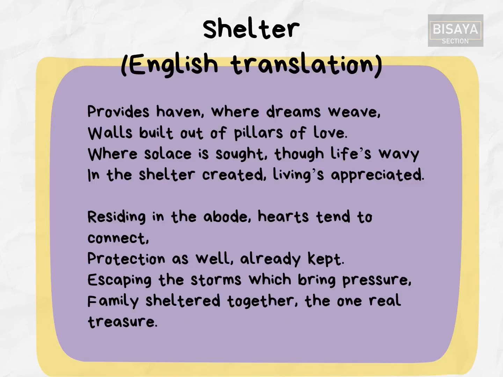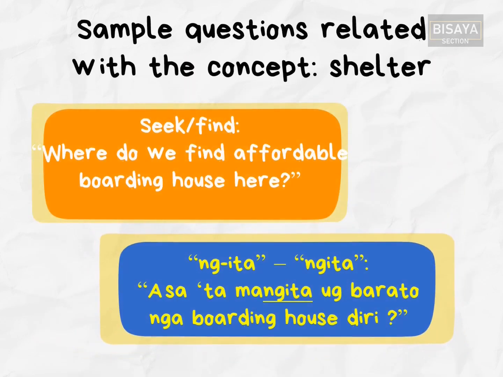What we have here is the English translation of the poem. Feel free to pause this part or take a picture and go back to the Visaya version. We also have to touch on sample questions related with our concept for today. I have here for you as well sample questions. So here it is. For the verb seek or find, we have ngita.